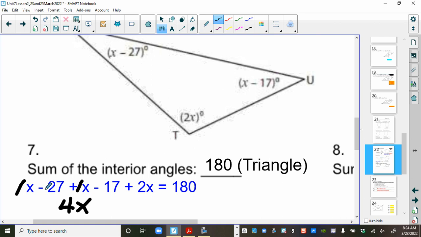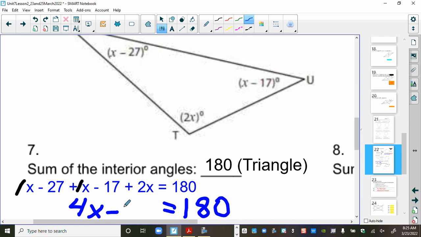Now, what about the negative 27 and the negative 17? I'm going to keep this consistent. So, yeah, you have a 4x. Right now, the negative 27 and the negative 17 are on the same side. So what do we do with those 2 integers? Well, they don't have x's, but can we still combine them? What do we get? Positive or negative?